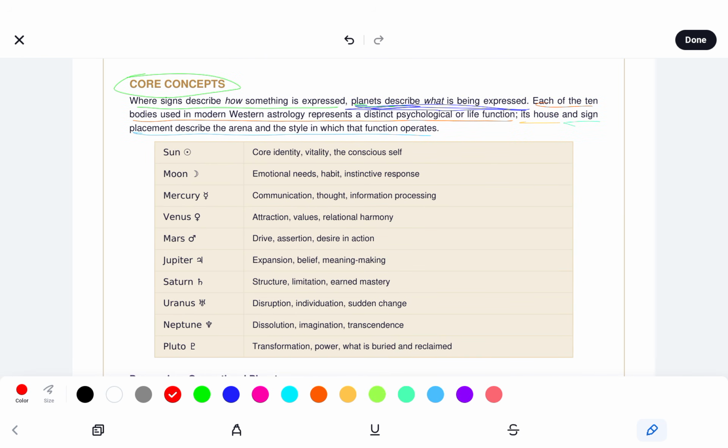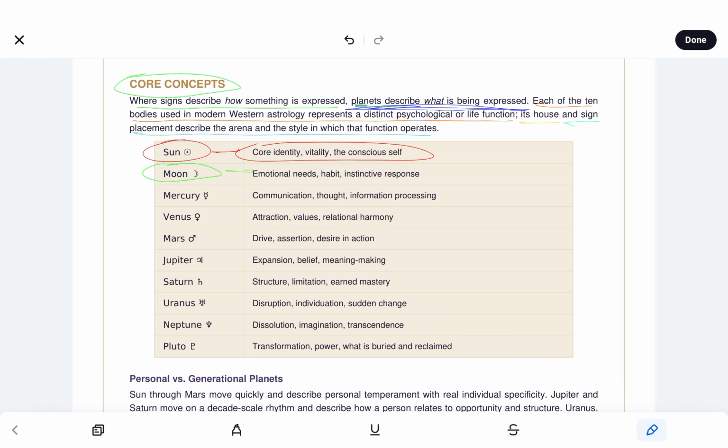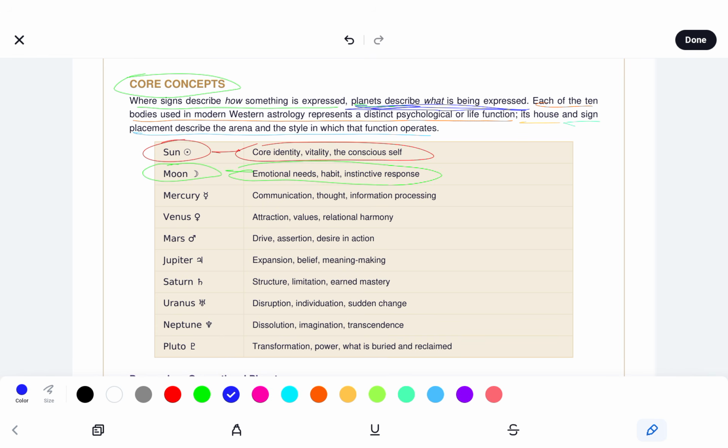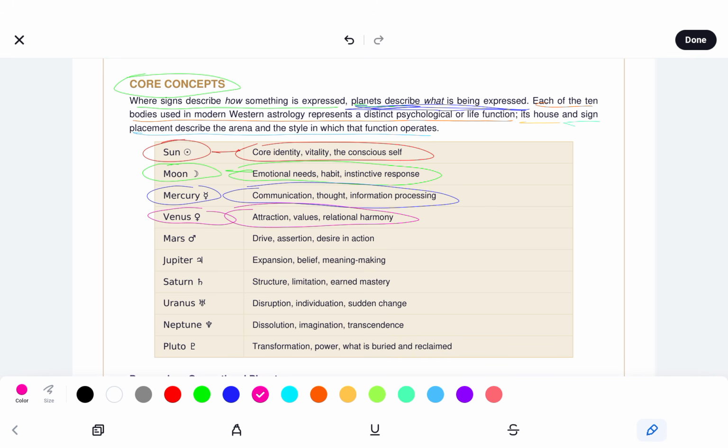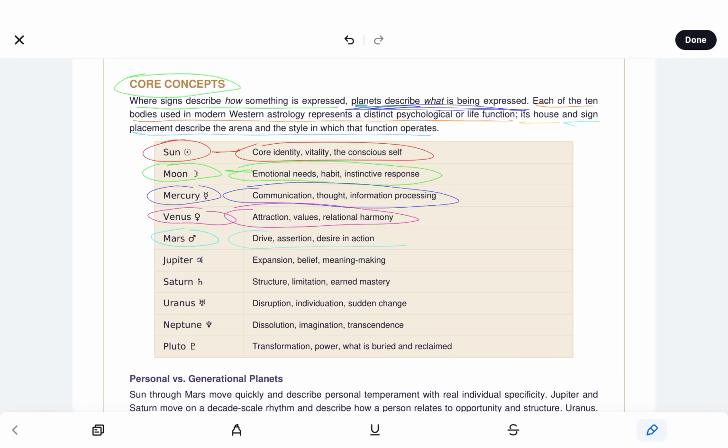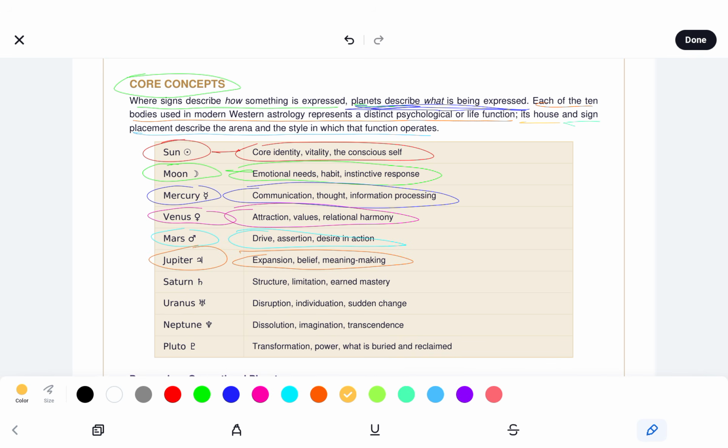So we can clearly see here, Sun is our core identity, vitality, and the conscious self. Moon is our emotional needs, habit, instinctive response. Mercury, communication, thought, information processing. Venus, attraction, values, relational harmony. Mars, drive, assertion, desire, and action. Jupiter, expansion, belief, meaning making.